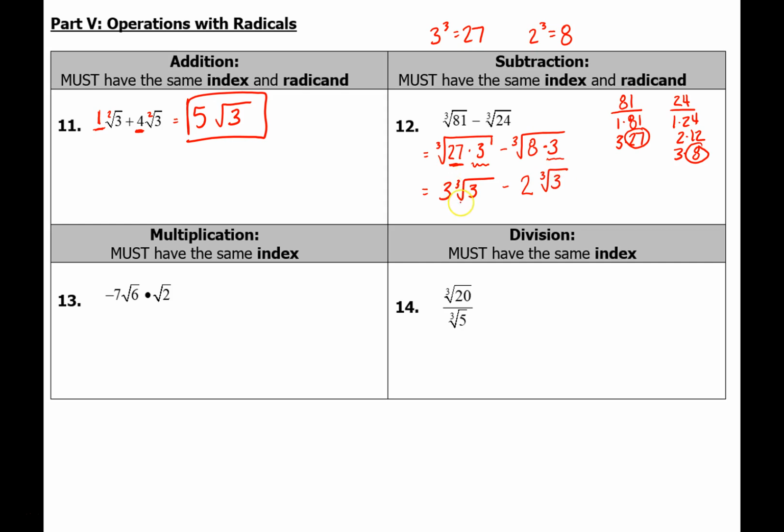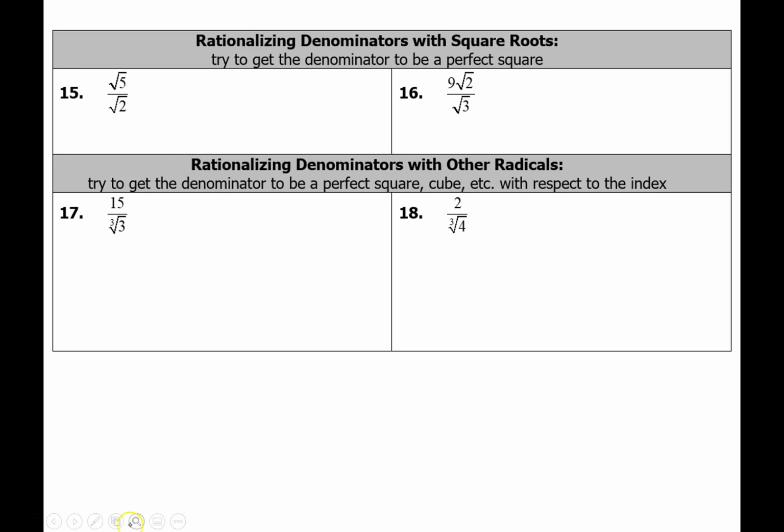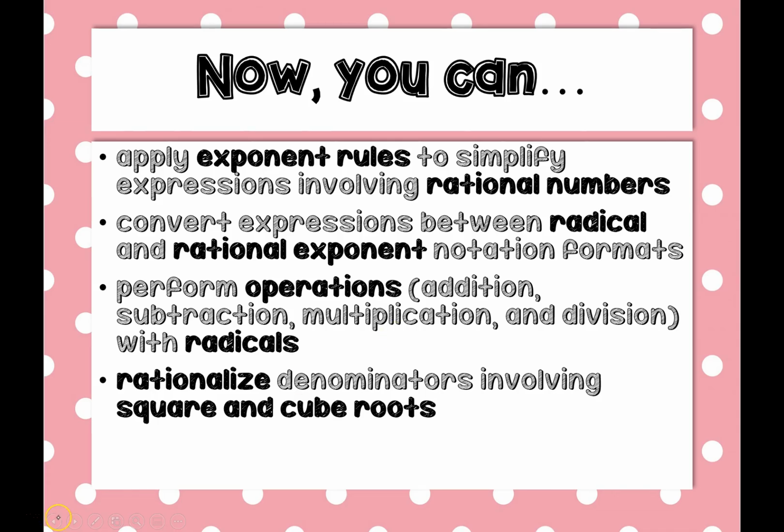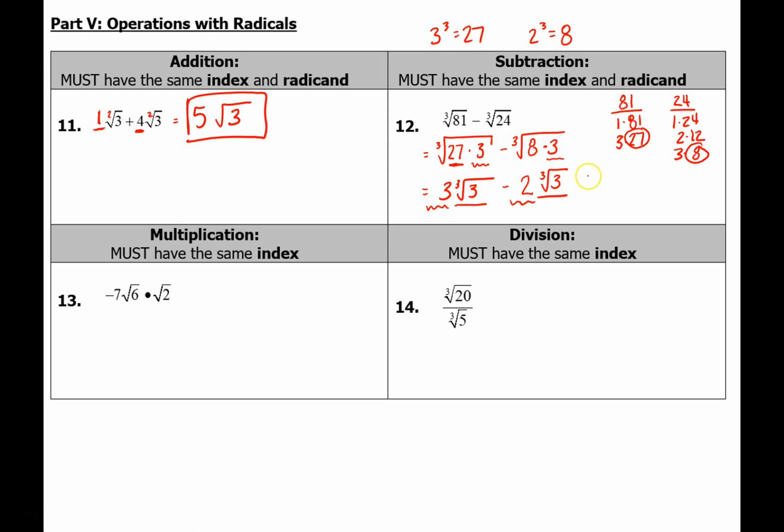All right, so looking at it now, I have matching radicals, the index and the radicand, which means the coefficients out front can be subtracted. So 3 minus 2 is 1, which means that my final answer is 1 cube root of 3. And I don't need to write this 1 here, so I'm going to erase that. And that's my final answer. Okay, let's do multiplication. For multiplication, you only have to have the same index.